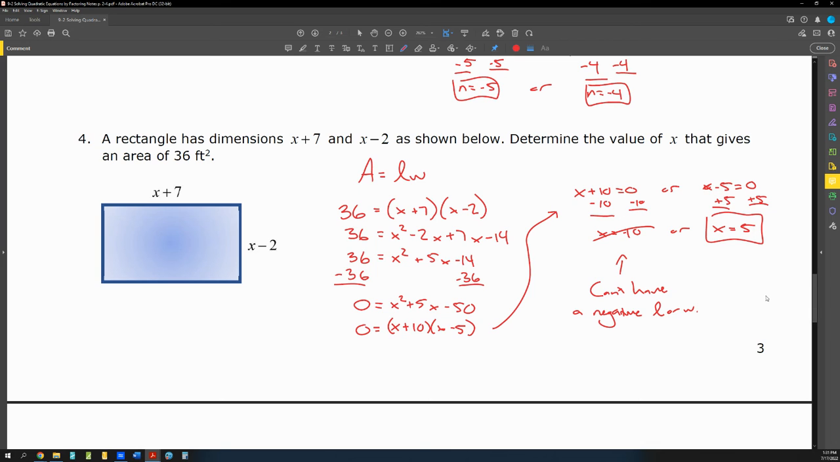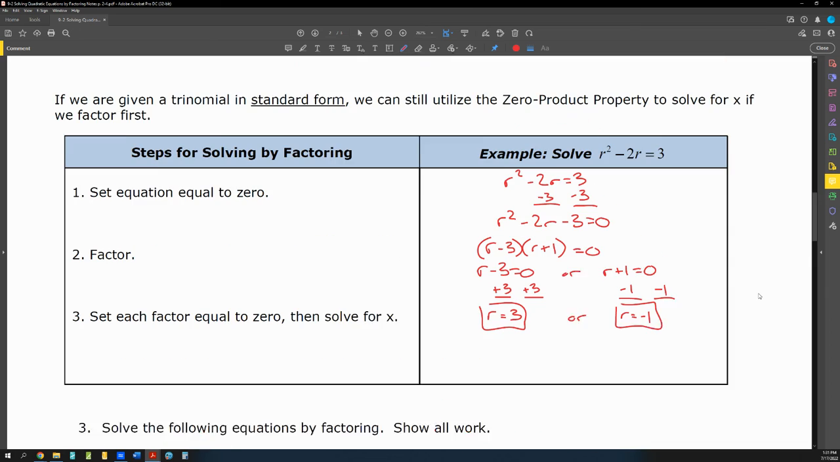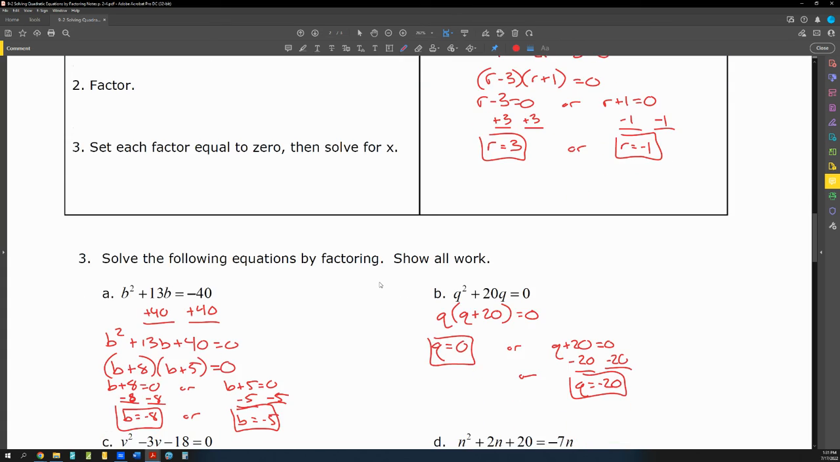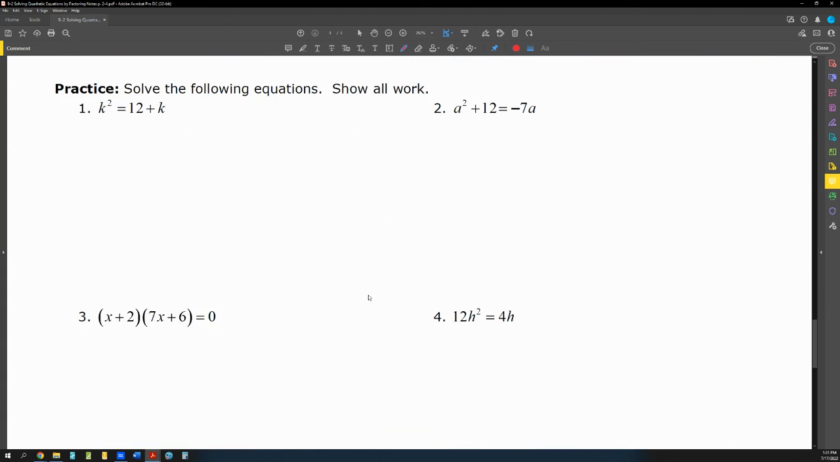All right? So in summary, the zero product property, we're going to set the equation equal to 0. We're going to get a quadratic. We're going to factor that quadratic, or rewrite it in factored form. And then using the zero product property, we can set each factor equal to 0 and solve. All right? There's one more page. Go ahead and try the practice problems on the final page of our notes. Pause the video, and then come back to check your work.